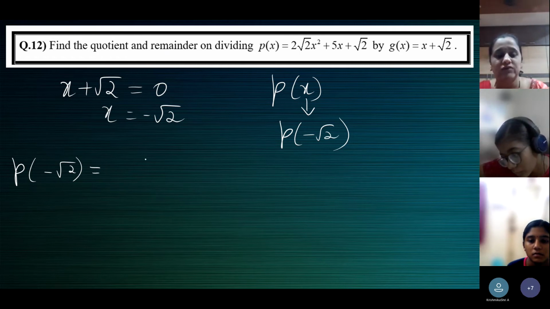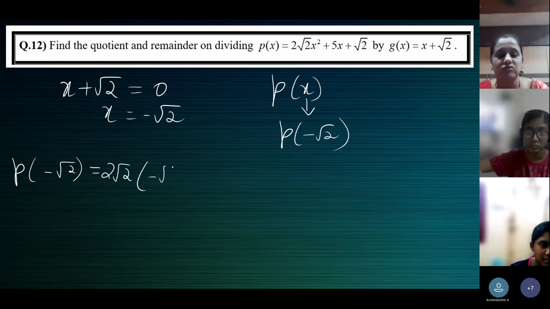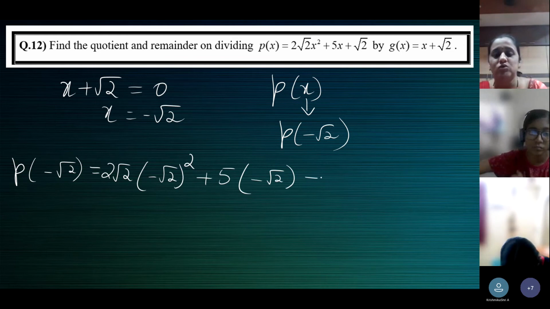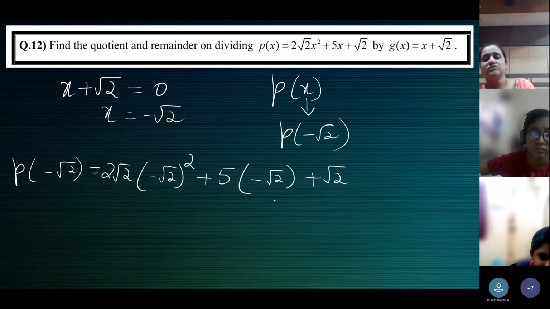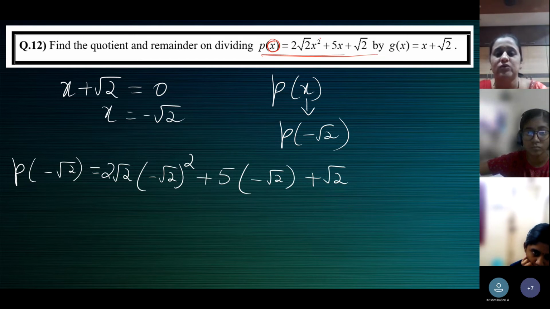In p of x, wherever we have x, we'll have to substitute x with minus root 2. So 2 root 2 x square, so minus root 2 the whole square, plus 5x, 5 into minus root 2, then plus root 2. You can see p of x right on top in the question. In place of x, we use minus root 2.